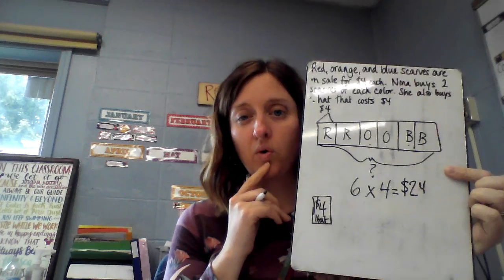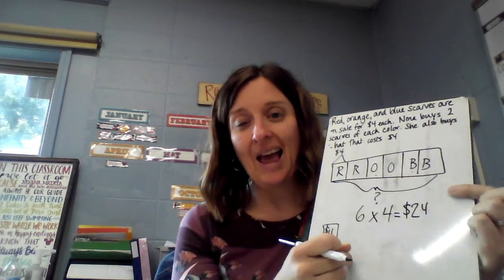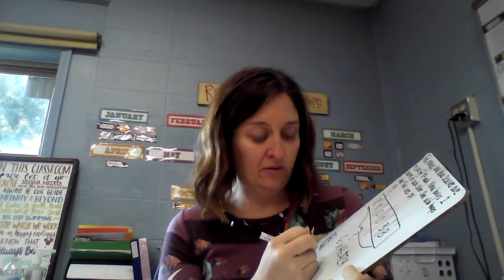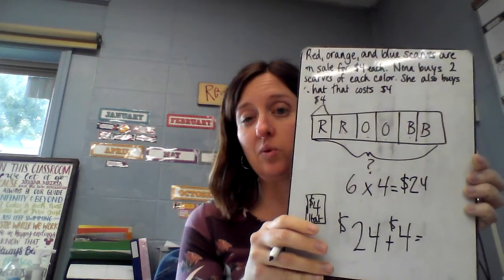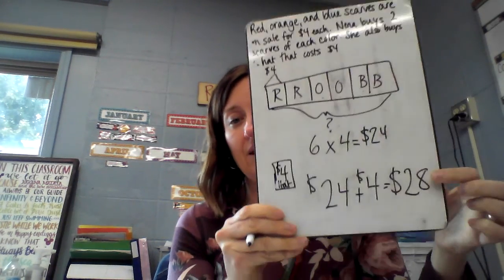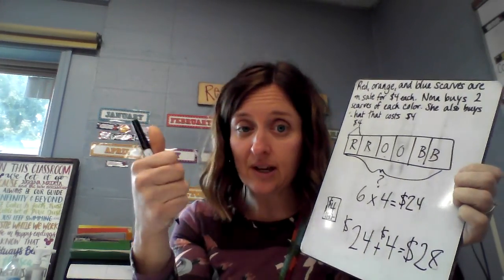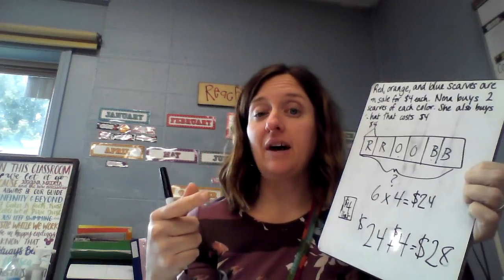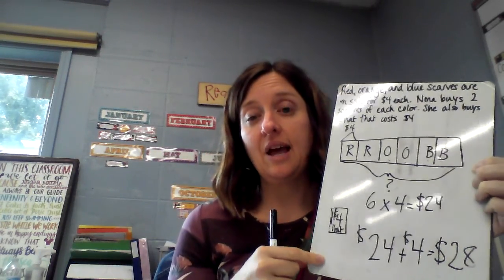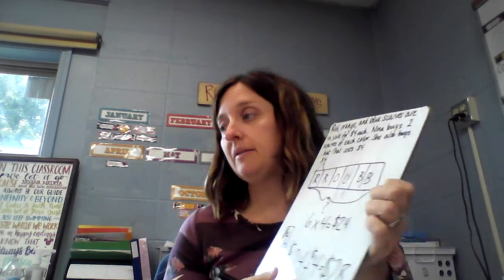To figure out the total cost all together, I need what she spent on scarves and what she spent on her hat. So she spent $24 on scarves plus the $4 on the hat, and I know that it's going to be $28. I had to multiply and add to solve this problem. But again, I just work through what I know first, and then I ask myself, what are they asking me to find out? And I make sure that I get that at the end. I find it easy to do this by drawing a picture and then writing my equations.